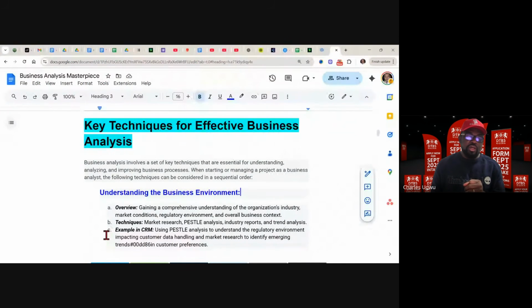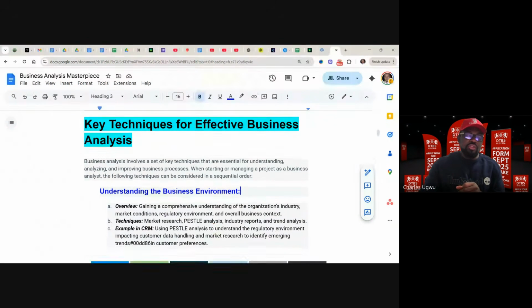Look at this example here: using PESTLE analysis to understand the regulatory environment impacting customer data handling, and market research to identify emerging trends. So we're trying to understand customers in this scenario, and we want to apply PESTLE analysis.